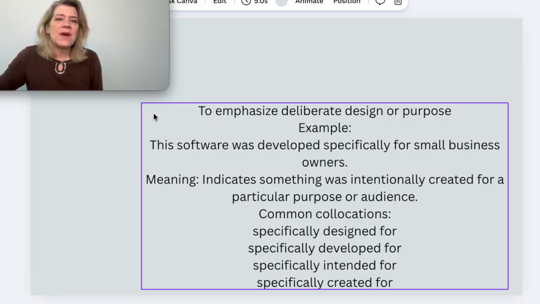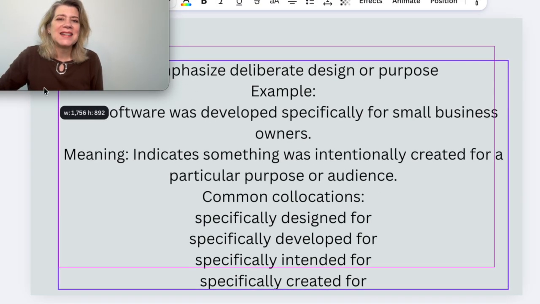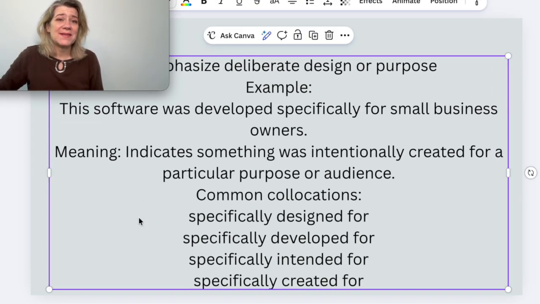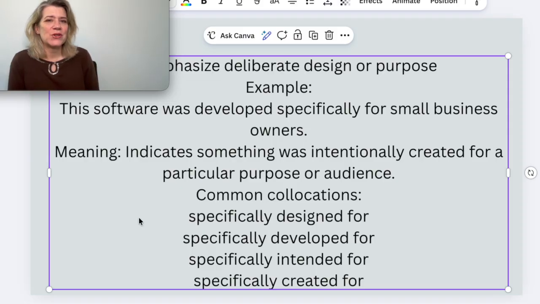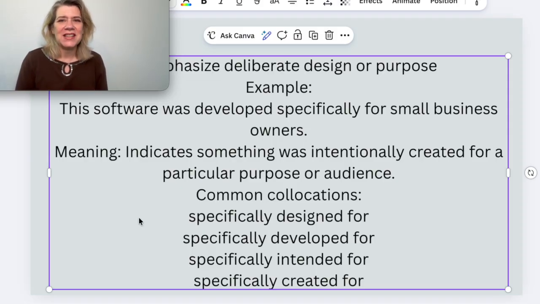We use it to emphasize deliberate design or purpose. For example, this software was developed specifically for small business owners. It means it's intentionally created: specifically designed for, specifically developed for, specifically intended for, specifically created for. This is a collocation that means it's intentional for something, for someone.